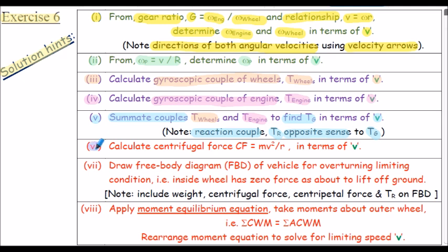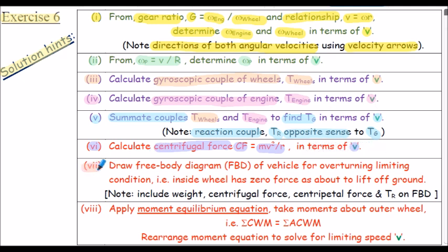Step 6, we're going to calculate the centrifugal force from the formula CF is equal to mv squared divided by r. The r used in this formula will again be the radius of the bend. And again, that's calculated as a function of V.